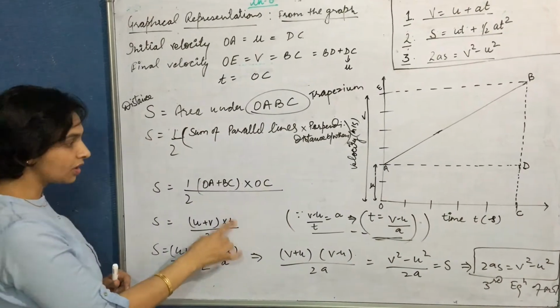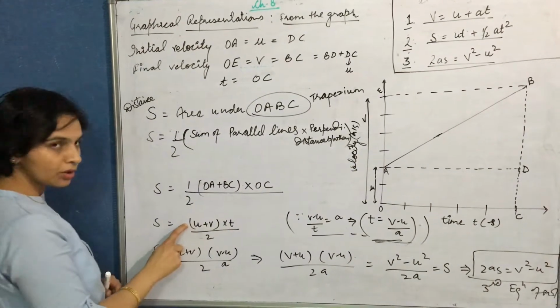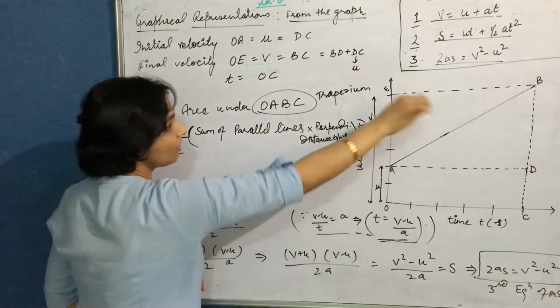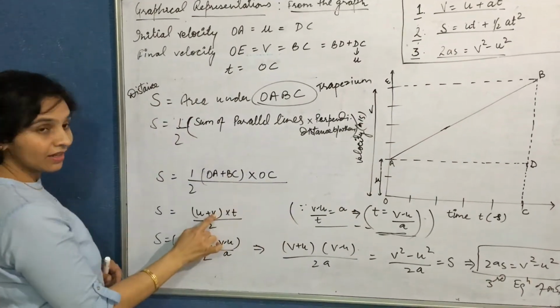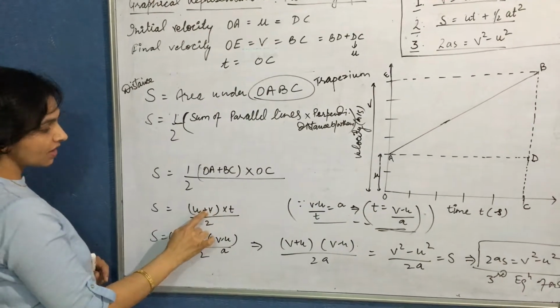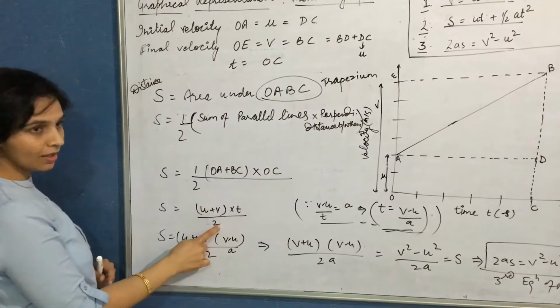OC is what? Small t. OA is what? Small u, initial velocity. BC is what? That is final velocity. So (u plus v) into t divided by 2.